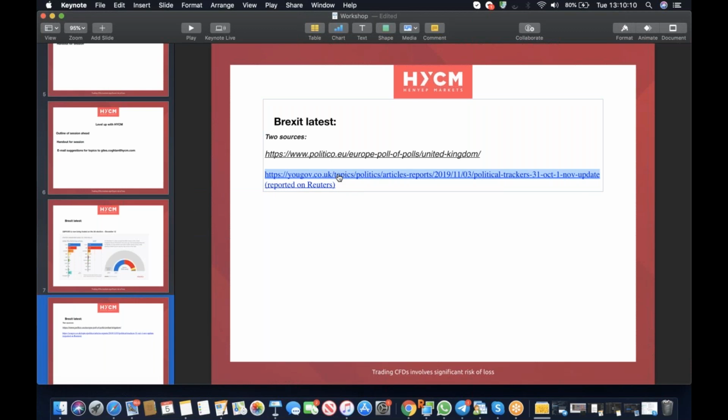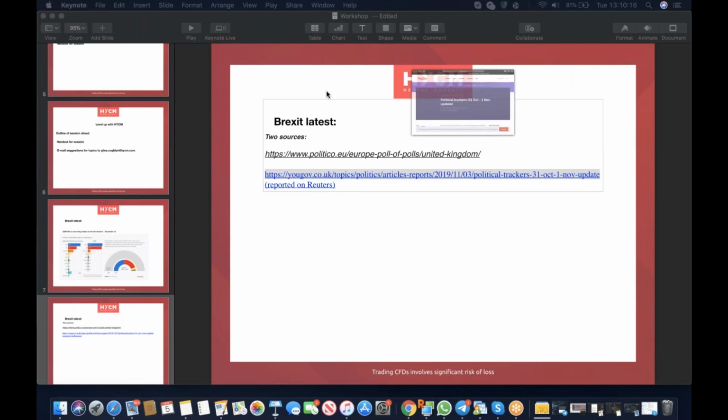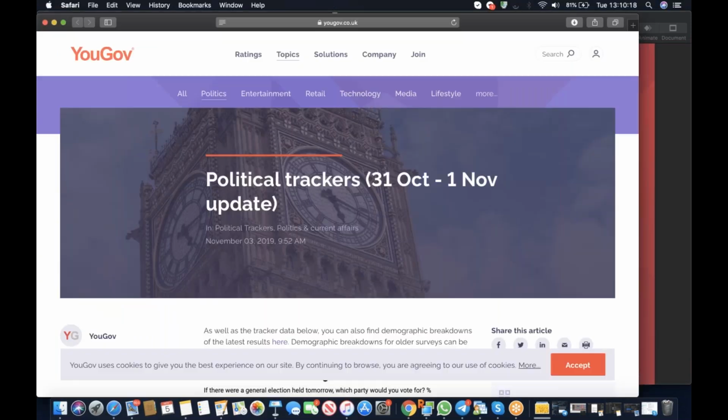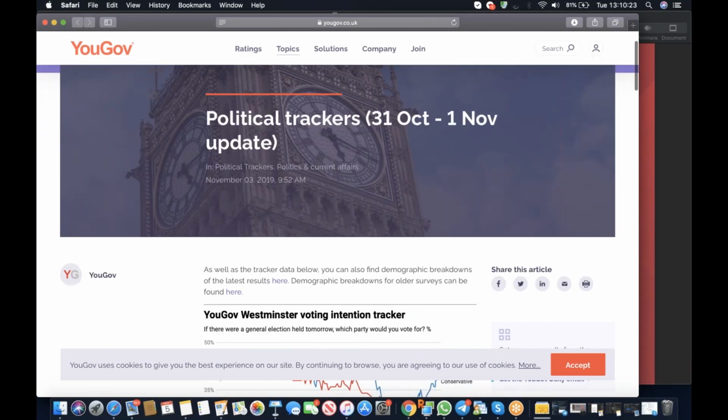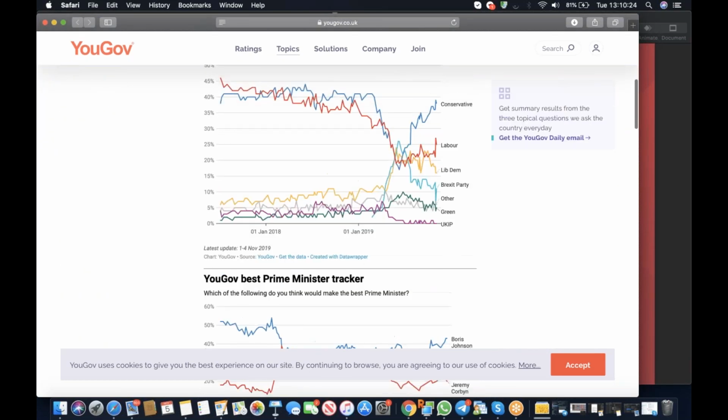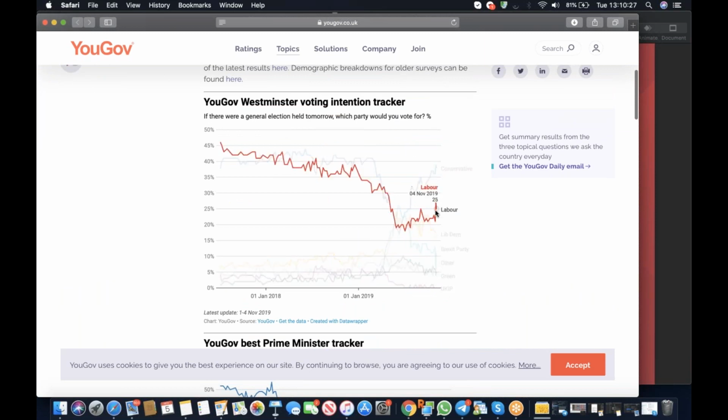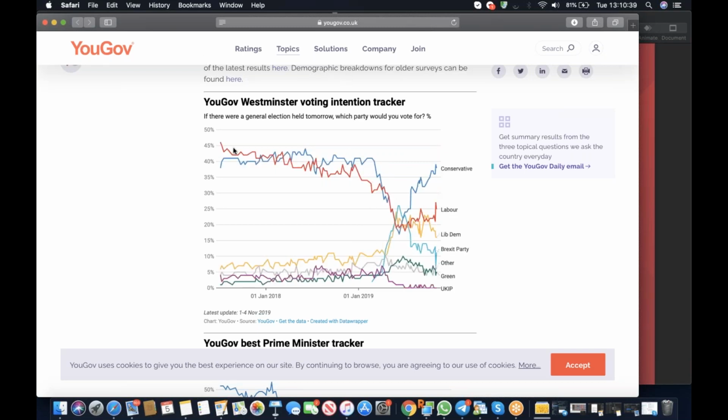Now, this YouGov poll here is a popular poll because it's direct from the UK government, okay? So that is the link when you open it. And all you do, you go to here and you can see the political trackers, and there it's telling you which party is in the lead. So, 4th of November, we've got Conservatives on 38 and Labour on 25, okay? So you can use this as a resource.